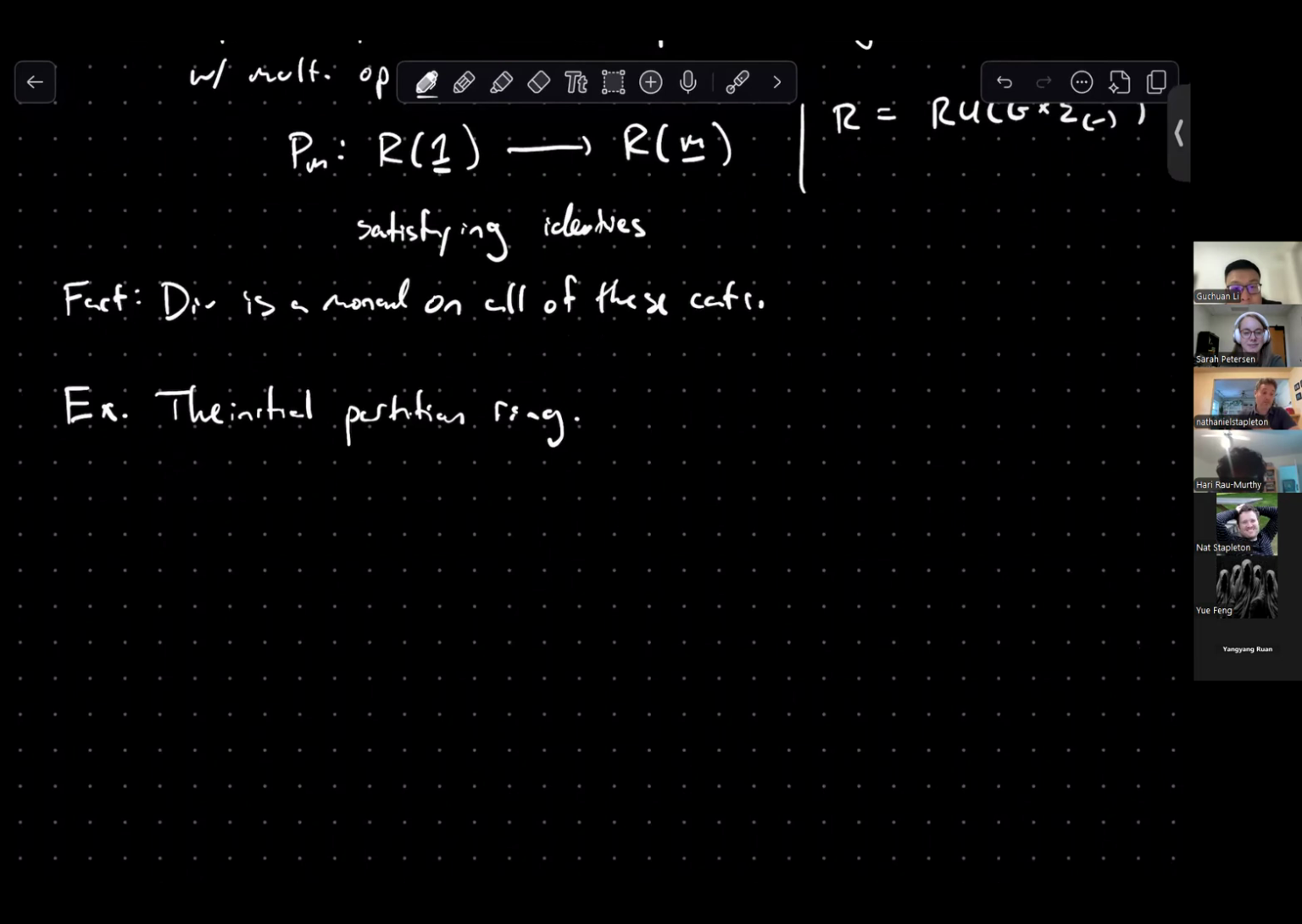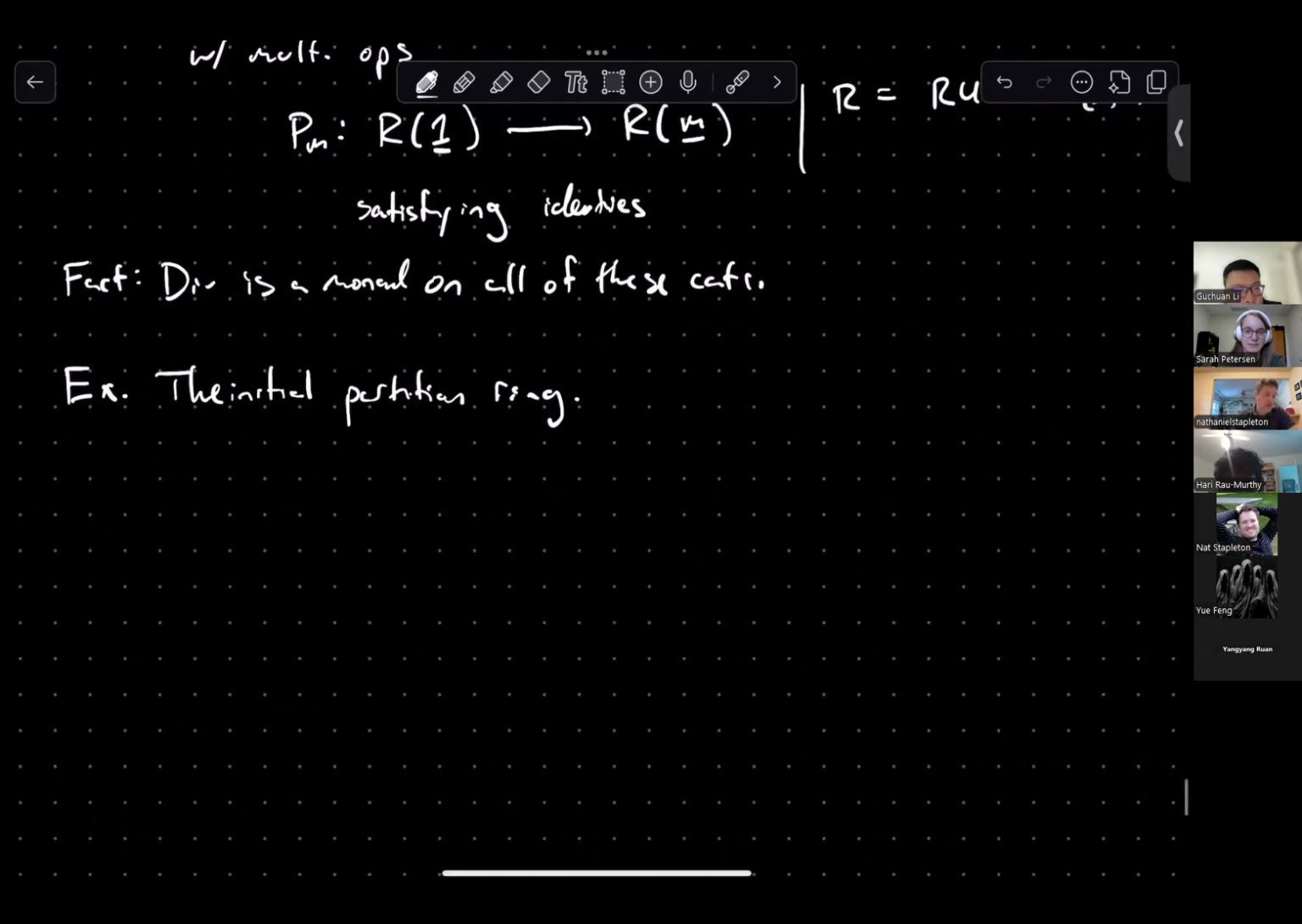Recall that the Burnside ring is the initial global green functor. So you might think that the initial partition ring is just like the Burnside ring of sigma sub lambda, right? Something like that. That would be a natural guess for what the initial partition ring is. But it turns out to not be correct.